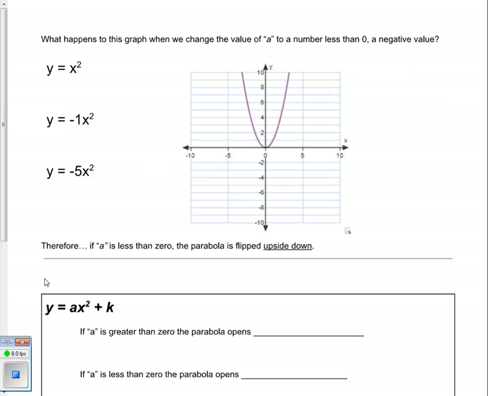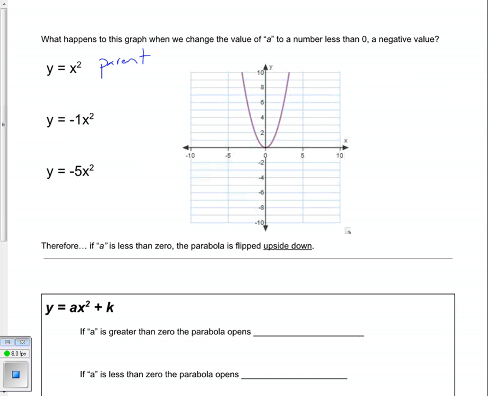Okay, what we see here is when we have the equation y is equal to x squared, which is, again, the parent form, which I can't spell for whatever reason. So this is the parent form of the parabola. Then we see that it opens up.